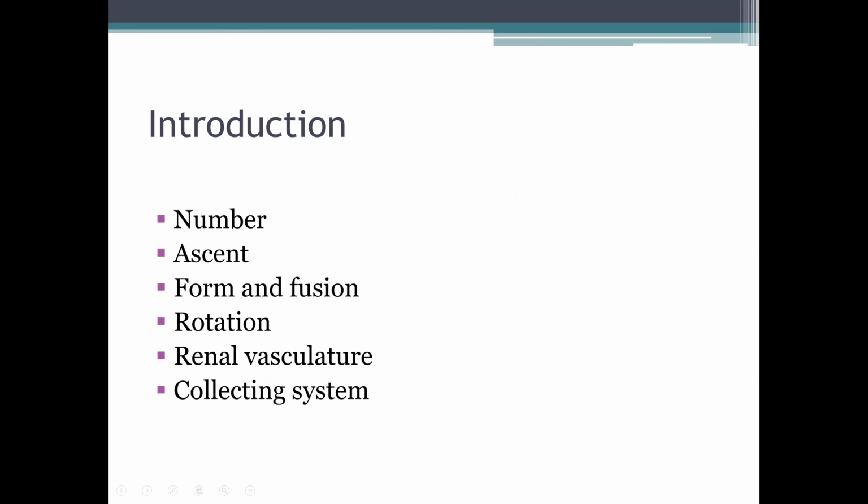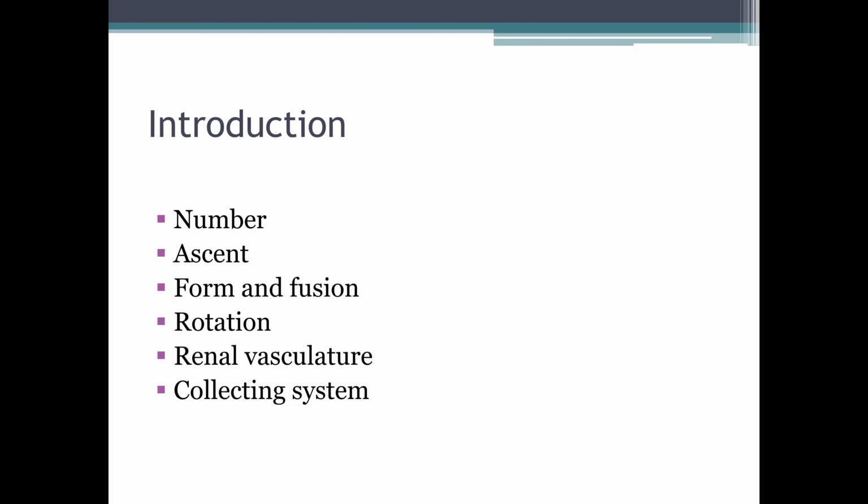So these are categorized, the congenital anomalies of the upper urinary tract. When we talk of the upper urinary tract, we are talking of the kidneys and the ureters. Of course, the calyces and the pelvis and the ureter. So we are going to look at these congenital anomalies in terms of number, ascent, form and fusion, rotation, renal vasculature, and the collecting system. And these are in line with the kidney and the ureters.